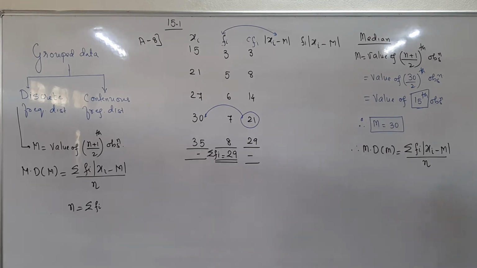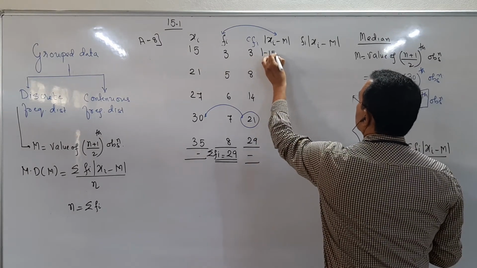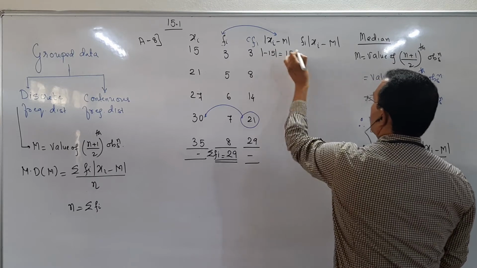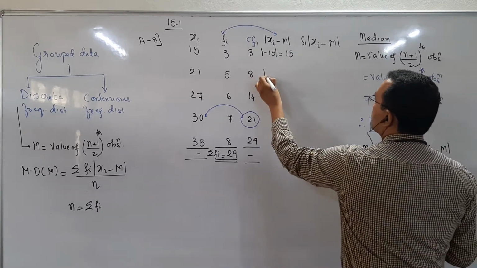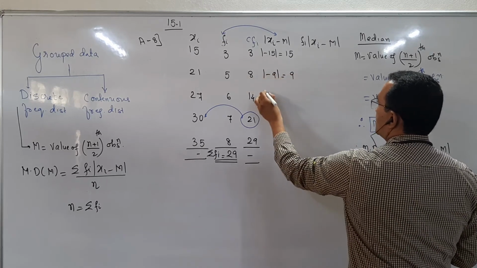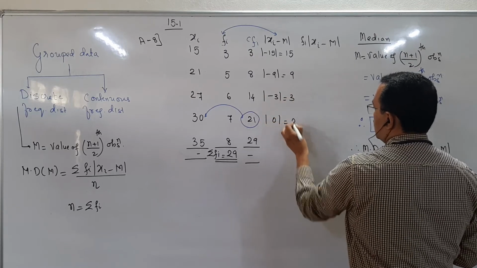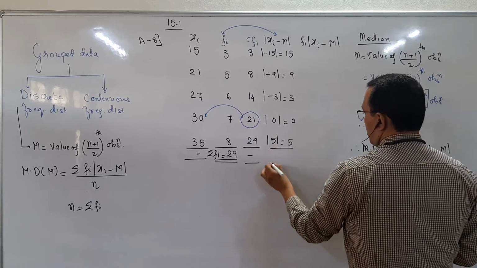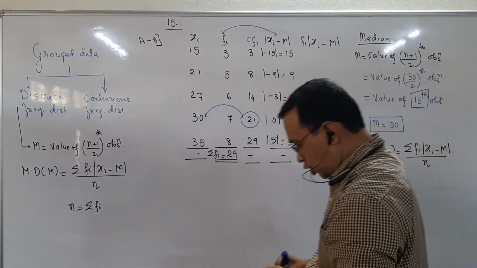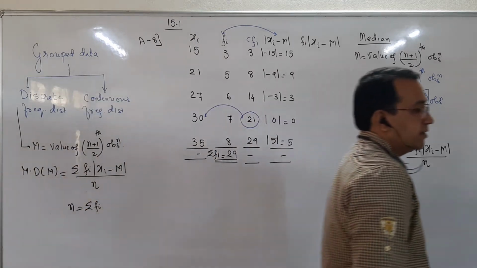Now find the column of xi minus M and its mod. 15 minus 30 is minus 15. Its mod is 15. 21 minus 30 is minus 9. Mod is 9. 27 minus 30 is minus 3. Mod is 3. 30 minus 30 is 0. Its mod is 0. 35 minus 30 is 5. Its mod is 5. We don't total these columns as this total is not required.